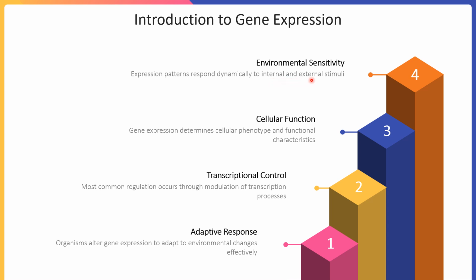There could be stimuli from the body to maintain homeostasis, or external stimuli like changes in the environment to which the body needs to adapt. For all these things, gene expression plays a very important role, and the most common regulation is at the level of transcription.